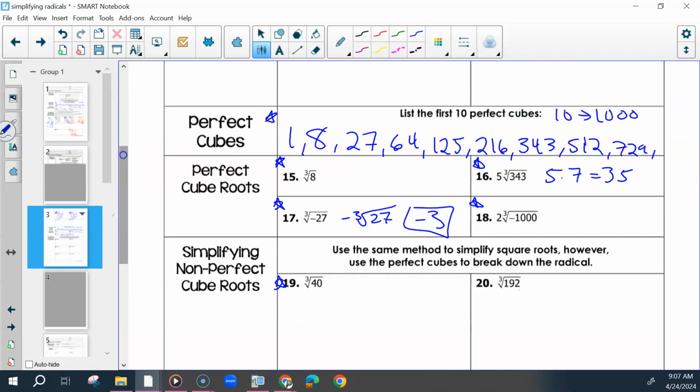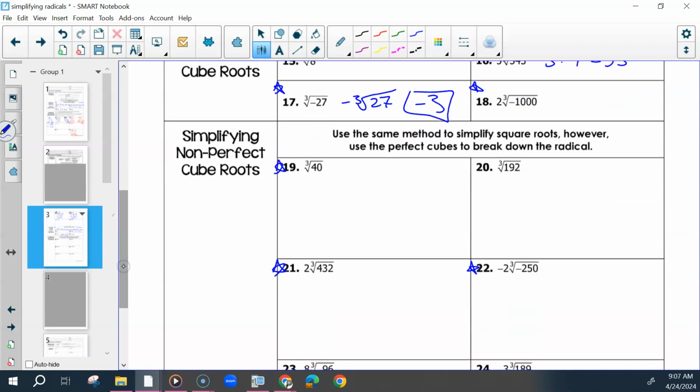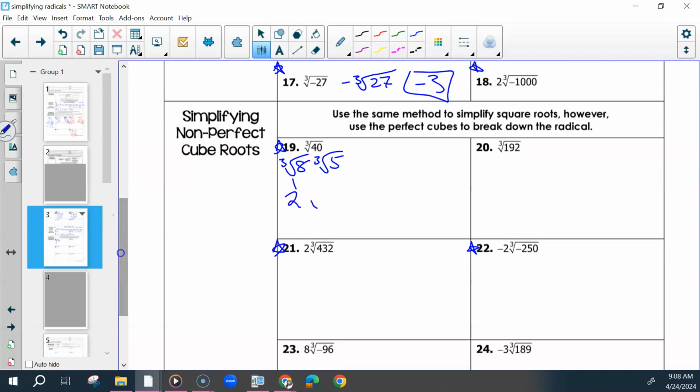Let's start dividing 40 by 1, by 8, by 27. Five and eight. Eight would be the perfect cube. The cube root of 8 is what? And I would just leave this as 2 times the cube root of 5, if you want to leave that little space in there like I did, or you can use parentheses around the cube root.